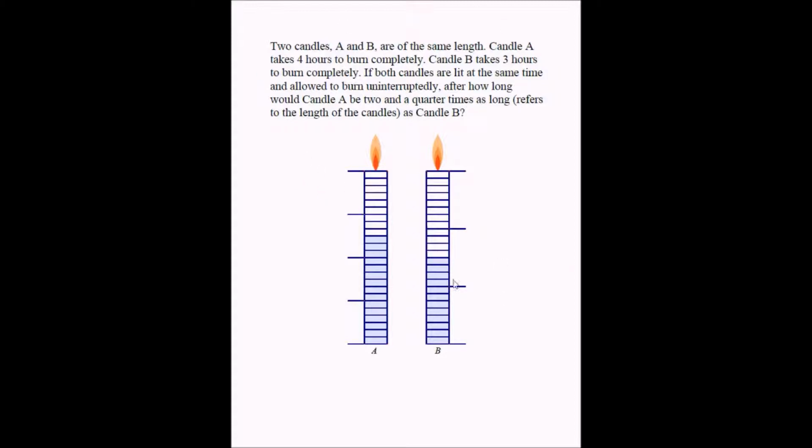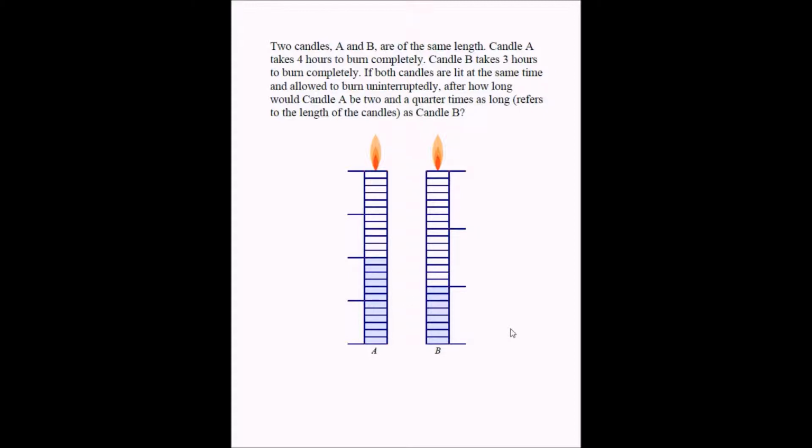After 1½ hours, another half of the next hour is gone from candle A, and from candle B, another half of the next hour is gone from candle B. Now clearly, candle A is not twice as long as candle B, so 1½ hours could not be the right answer. So let's try 2 hours now.